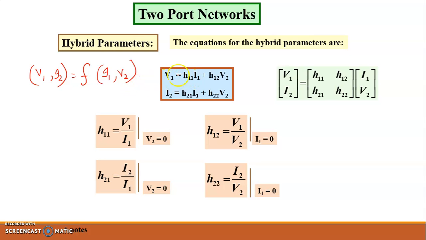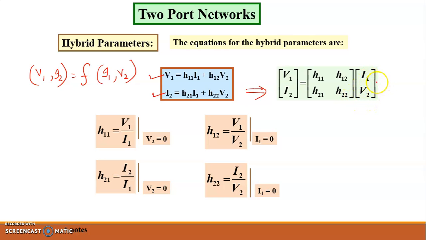And the equations for the hybrid parameters are given by V1 is equal to H11 I1 plus H12 V2 and I2 is equal to H21 I1 plus H22 V2. In matrix form, I can write the vector V1, I2, that means the input voltage and output current, is equal to the matrix H11, H12, H21 and H22 into the vector I1 and V2.